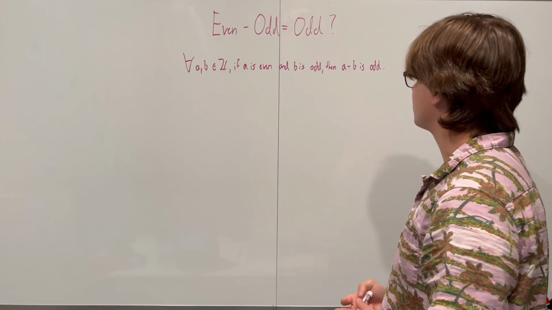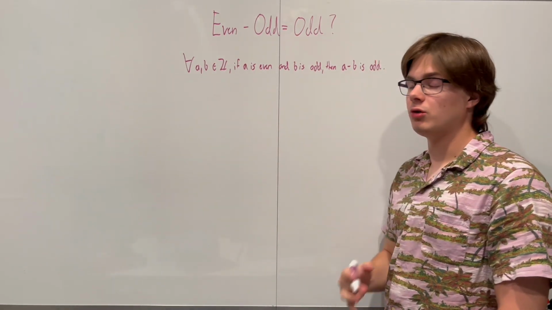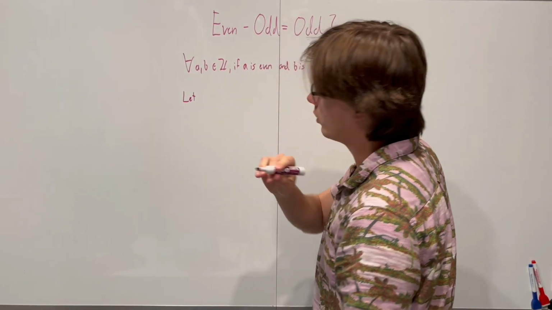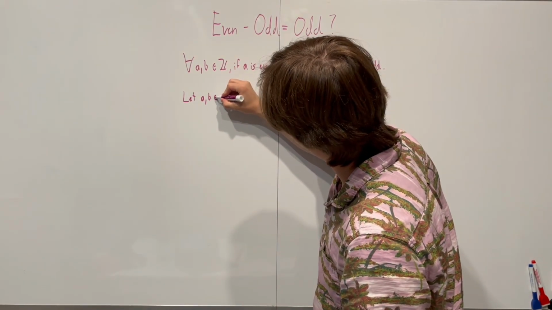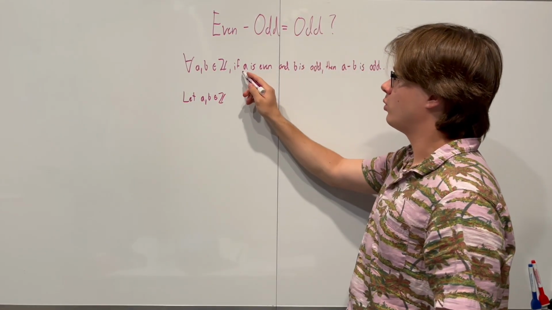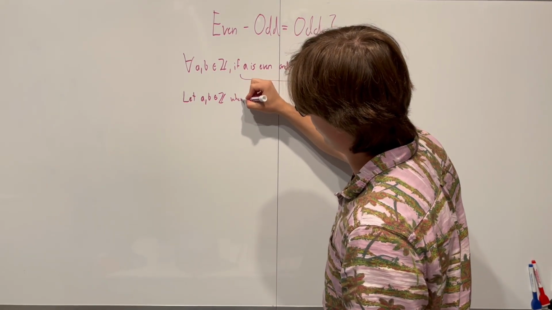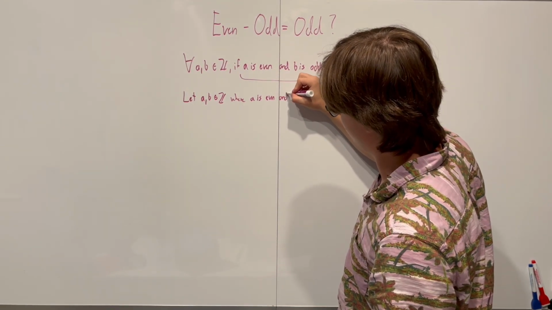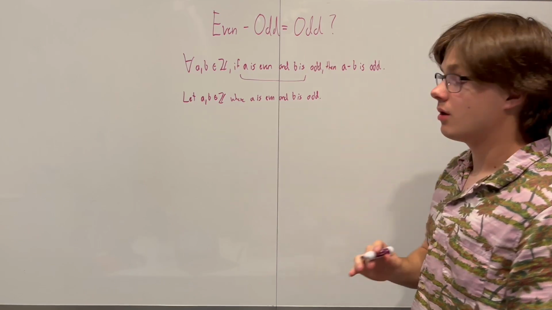So let's try proving this. First, it's a for all proof. How do we start a for all proof? We let. So let's write down let. And what do we let? We let A and B be integers. What do we do then? We suppose our P. So we say where A is even and B is odd.